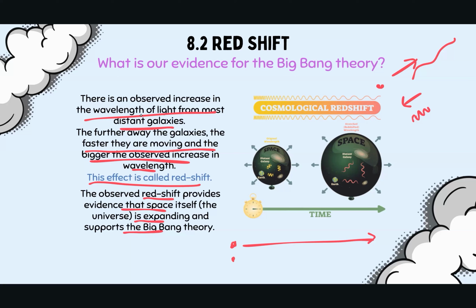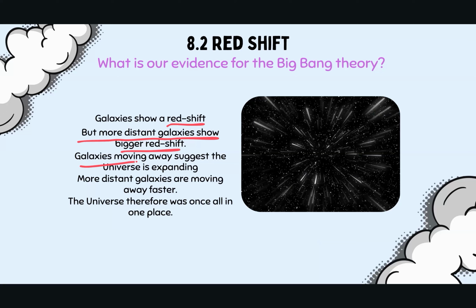Okay, galaxies show a redshift. So this is our evidence. But more distant galaxies show a bigger redshift. That suggests galaxies are moving away, and the fact that galaxies are moving away from us suggests that the universe is expanding. More distant galaxies are moving away faster. So the universe, therefore, must have been in one place at one point, and then from that point onwards, everything has expanded away.